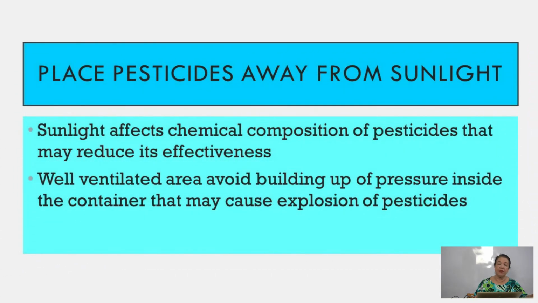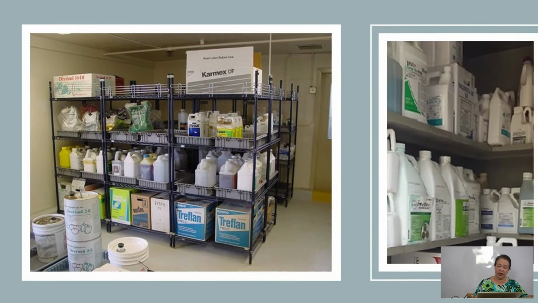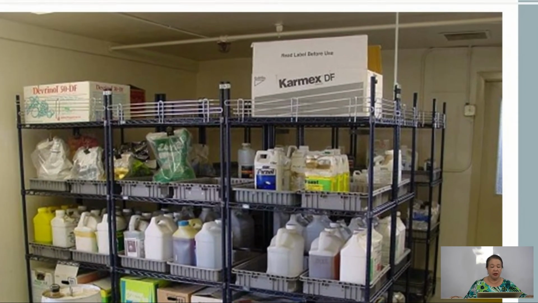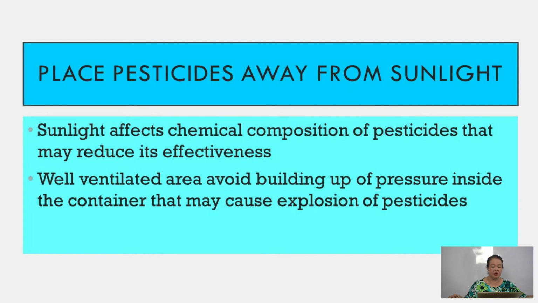Place pesticides away from sunlight, because sunlight affects the chemical composition of pesticides and may reduce their effectiveness. Keep them in a well-ventilated area to avoid a building up of pressure inside the container that may cause the pesticides to explode. There will be pressure inside the container of the pesticides, and it will cause it to explode.